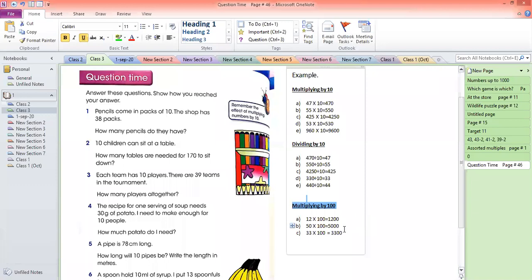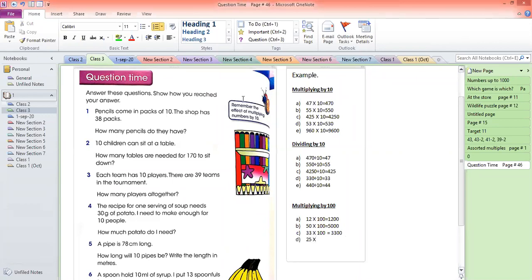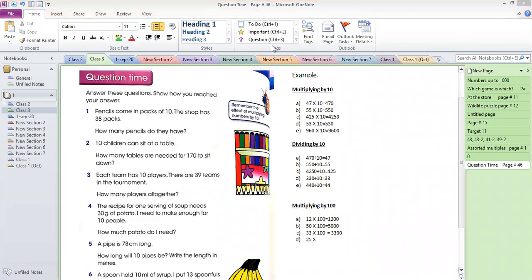I hope I am clear to you guys. Yes, do you understand, guys? Multiplying by 100? Yes, sir. The question is 25 multiplied by 100 equals to what? 25 multiplied by 100 equals to what?